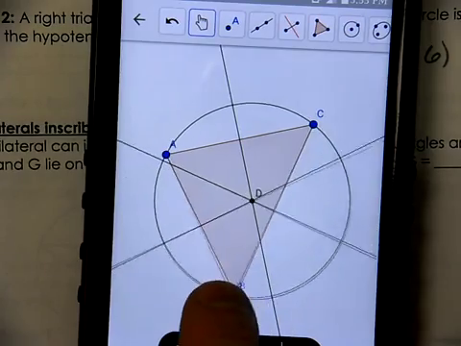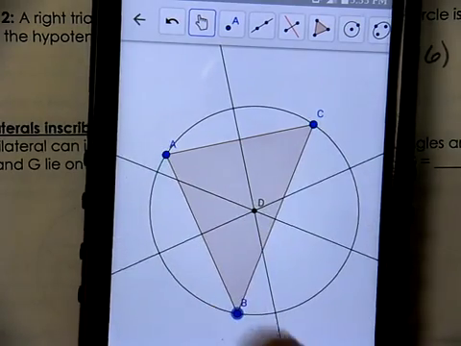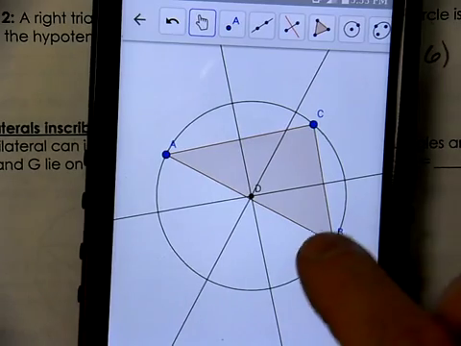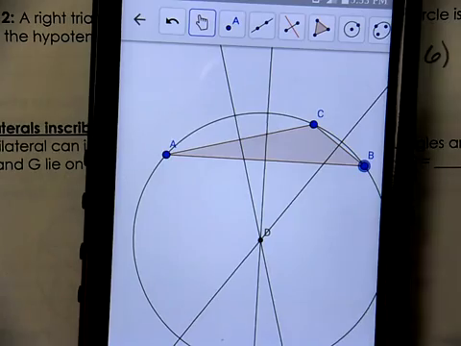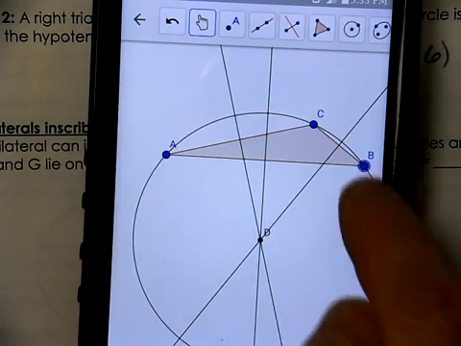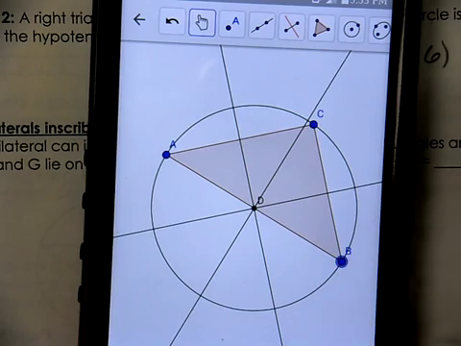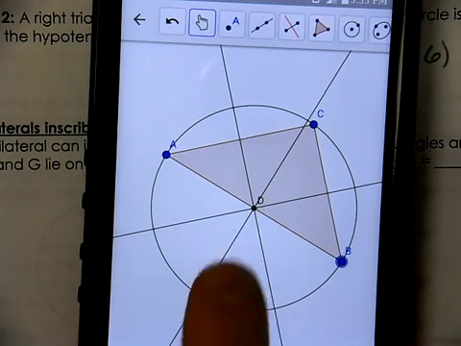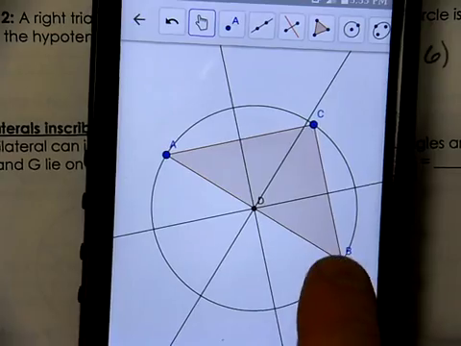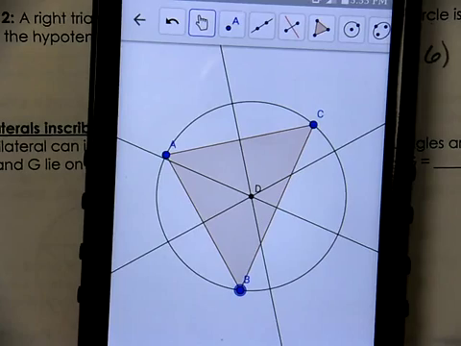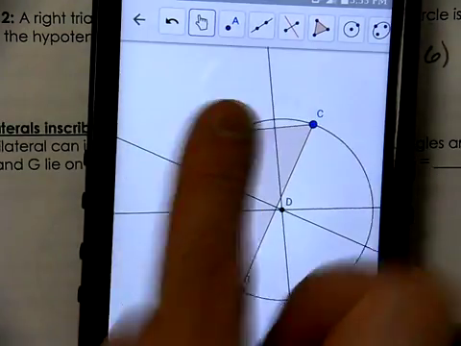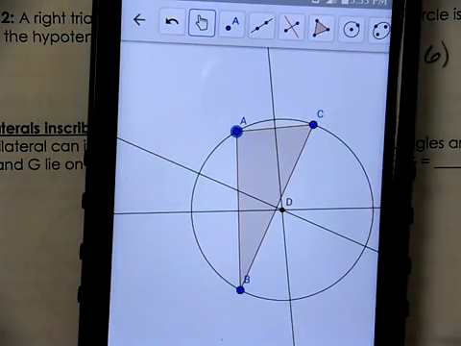So now we can move that triangle around, and notice that regardless of the size of triangle, we make an obtuse triangle, and that intersection is on the outside. Make a right triangle, and that intersection is right on the hypotenuse. Make an acute triangle, and the intersection of those perpendicular bisectors is on the inside. So regardless of your triangle, you can always inscribe it inside of a circle.